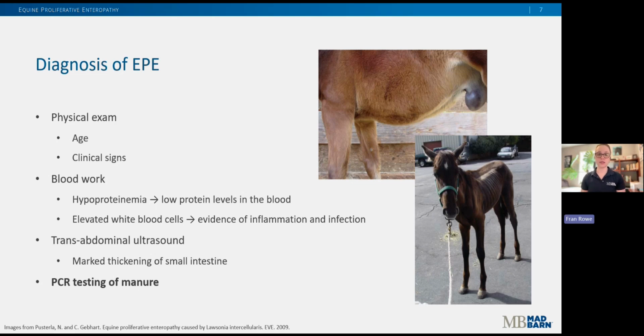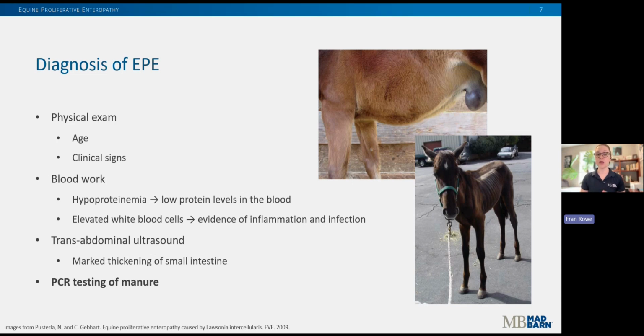A diagnosis of EPE is made using a combination of physical exam findings, like, this foal is the right age for this type of infection, and then some of those really common clinical signs that are going to point us in that direction. Supporting clinical pathological findings on blood work, such as really low protein and elevated white blood cell count. And certainly supporting ultrasound findings, like thickening of the small intestine, just like that image we saw a few slides ago.